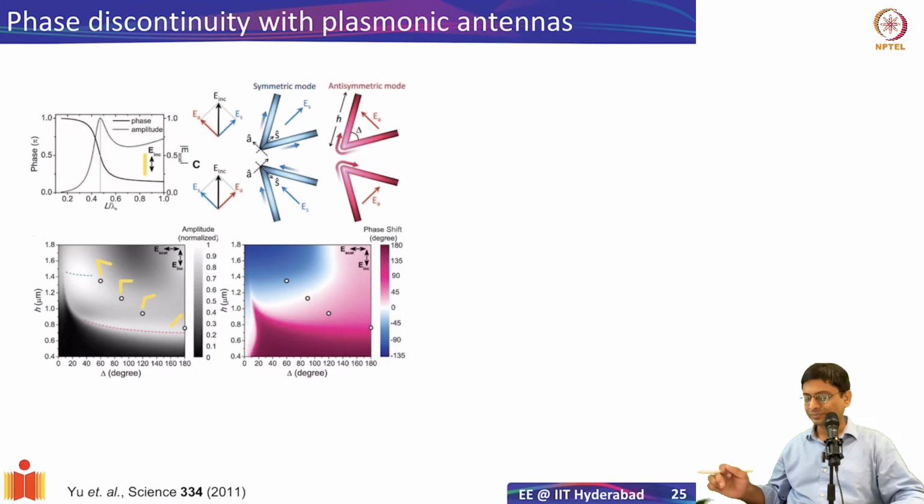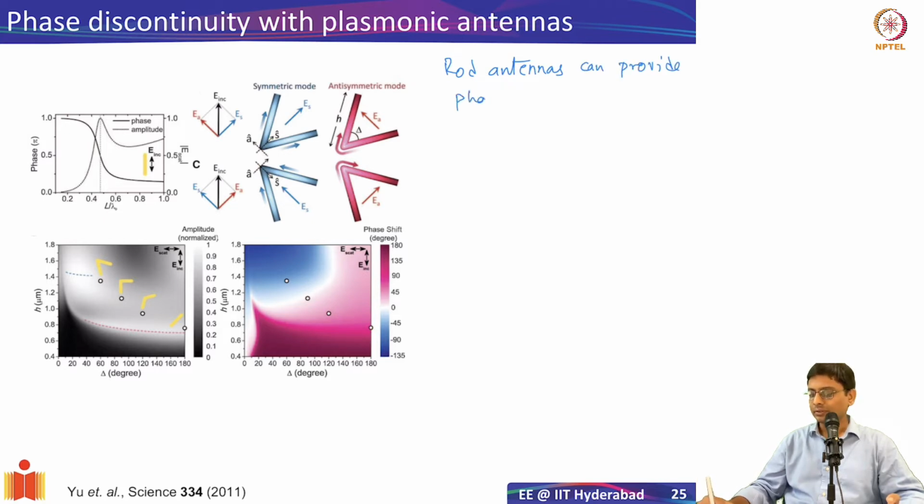All right, so how do we generate this? Well, I showed already, if you have a simple rod antenna, you will see this amplitude and phase variation. But if you notice carefully, rod antennas have a basic limitation. Rod antennas can provide a phase shift of about pi, not 2 pi. That's a problem.